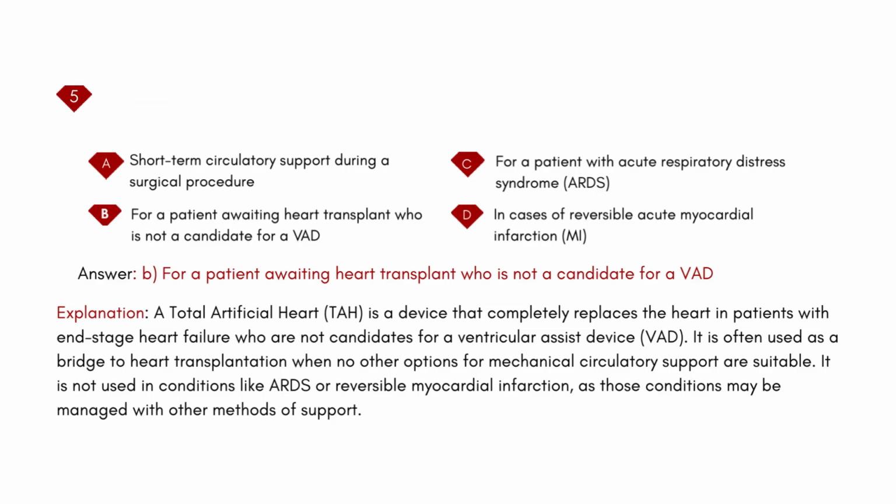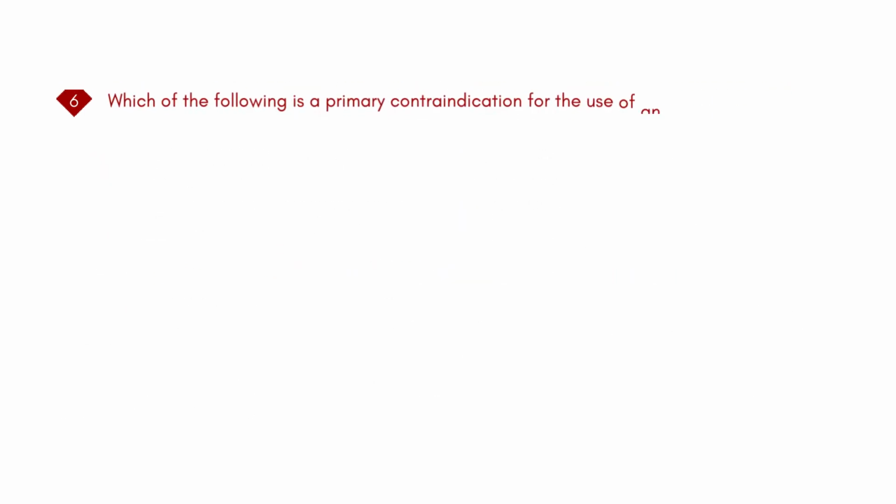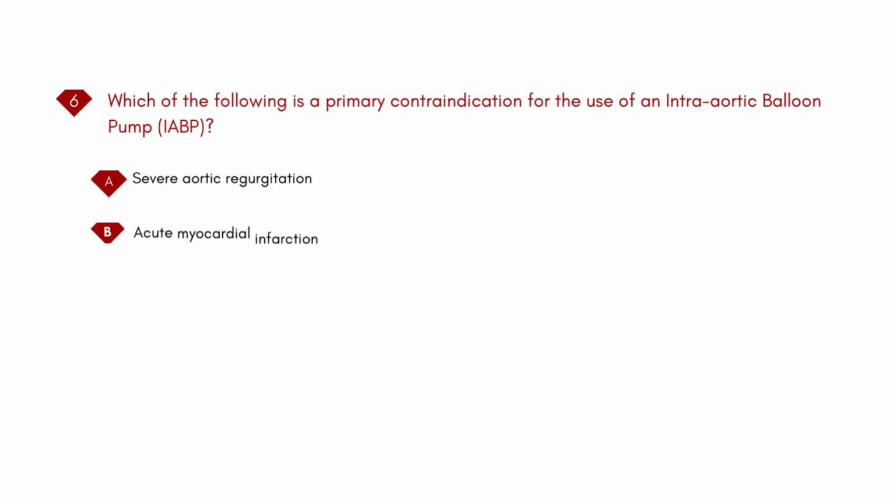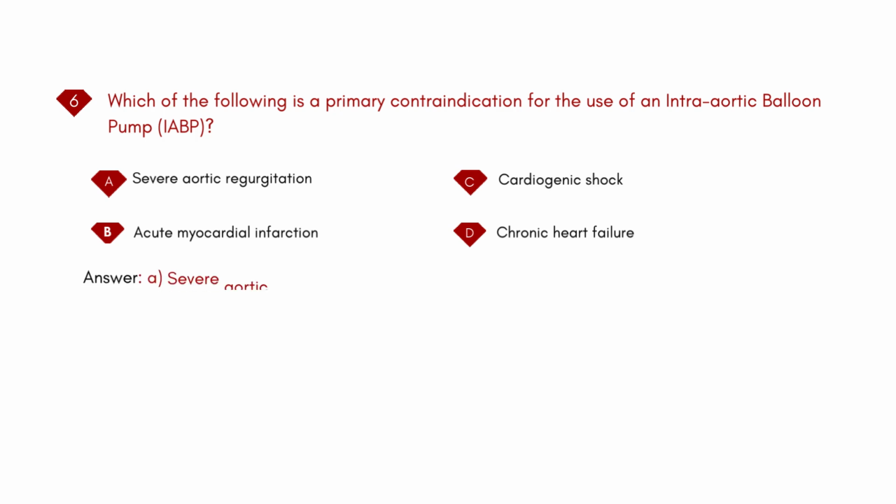Which of the following is a primary contraindication for the use of an intra-aortic balloon pump, IABP? A. Severe aortic regurgitation. B. Acute myocardial infarction. C. Cardiogenic shock. D. Chronic heart failure. Answer: A. Severe aortic regurgitation.